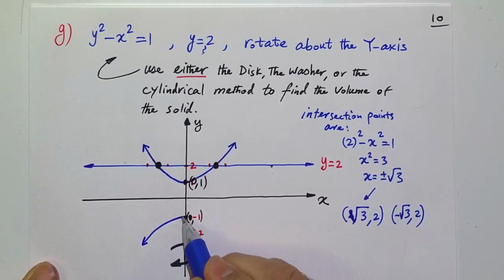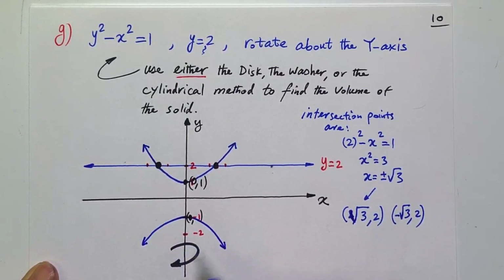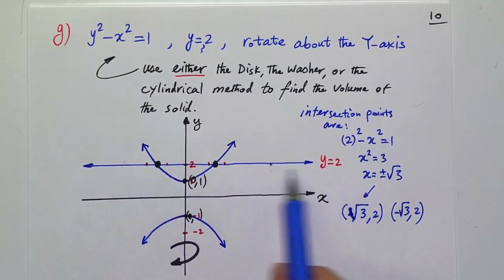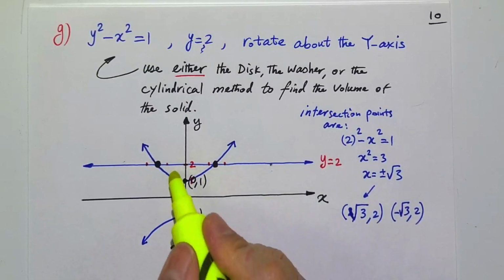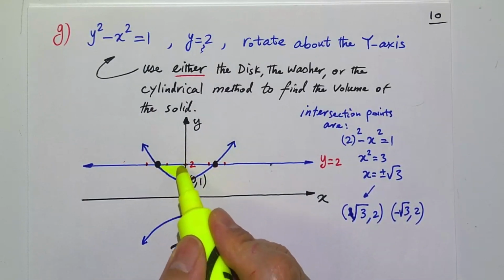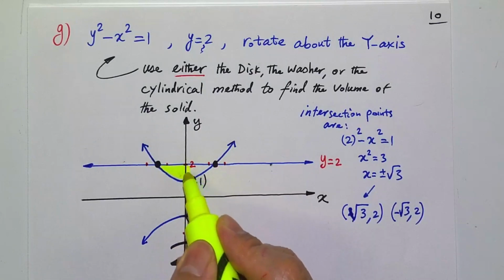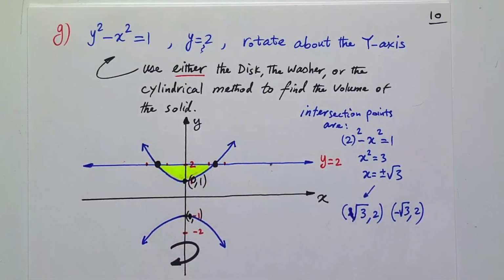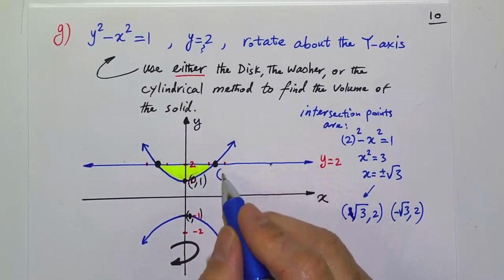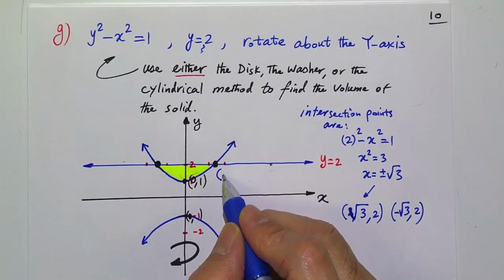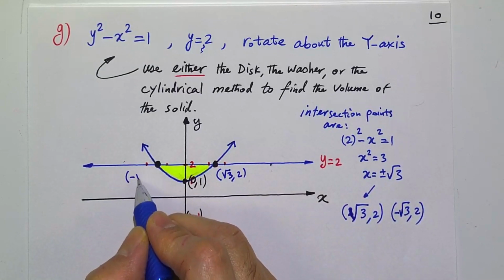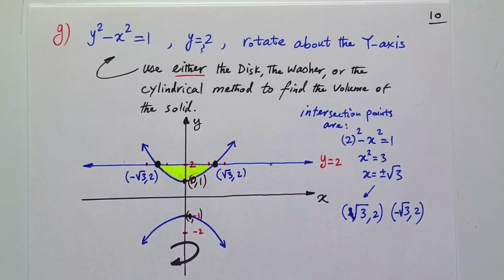But we're not really concerned about the bottom piece. That's the region that is bounded between this line, y equals 2, and this region. So I'm going to highlight that, like that. So we have square root of 3, comma 2 here, and on this side, we have minus square root of 3, comma 2 for that point.